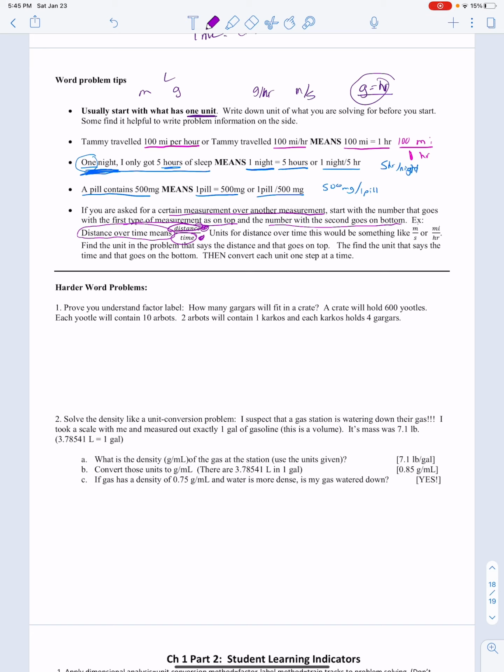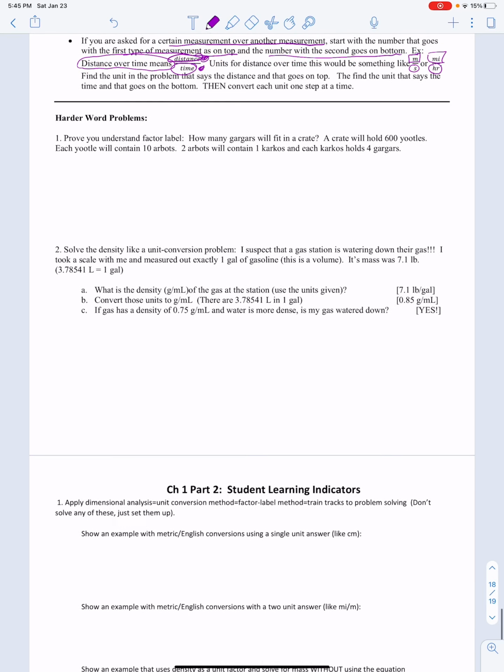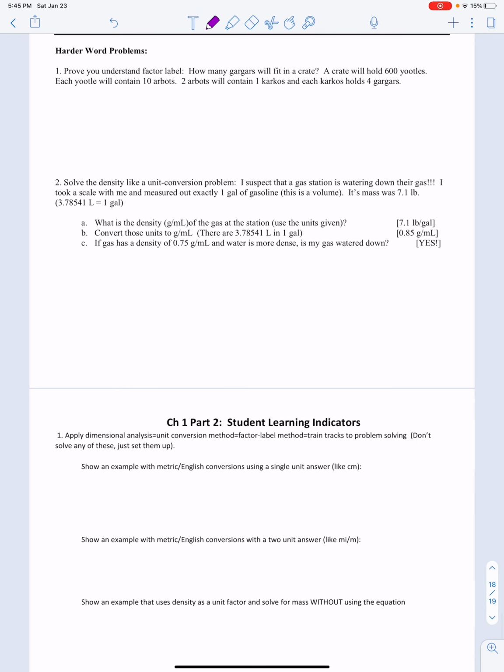For example, maybe it'd be a meter or a mile. Those are distance units, and the seconds or hours are on bottom. And that's how you know how to put those together. So let's try a few harder problems. The first one is a nonsense problem designed to see if you understand how factor label works.